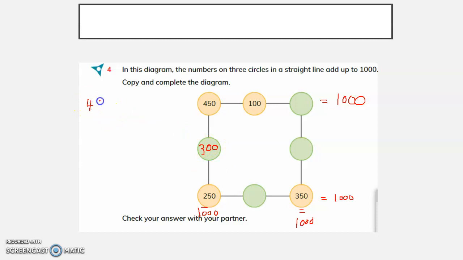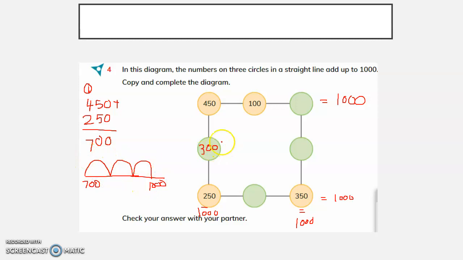Or else what you can do is, first do 450 plus 250. What is 450 plus 250? 0 plus 0 is 0. 5 plus 5 is 10. 1 carry forward. 4, 5, 6, 7. 700. From 700 to 1000, 800, 900, 1000. We count 3 hundreds. The 700 to 1000 is 300. So the missing number is 300.